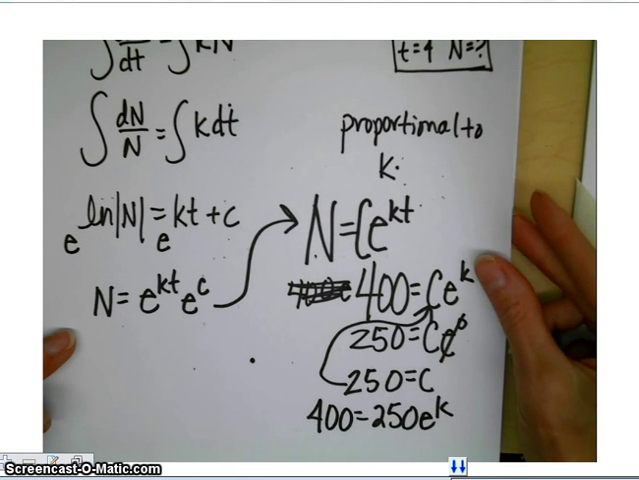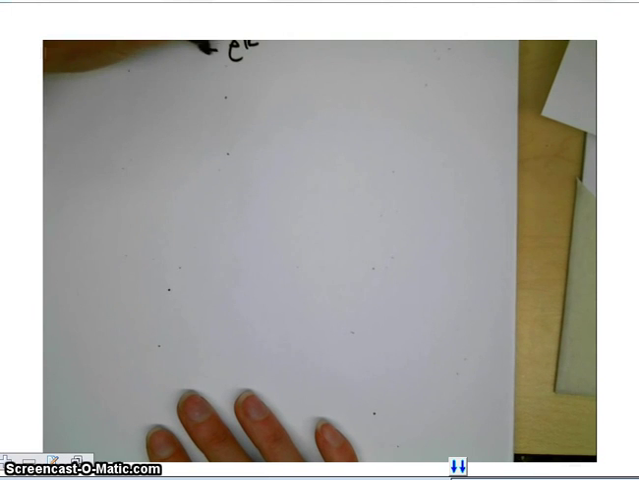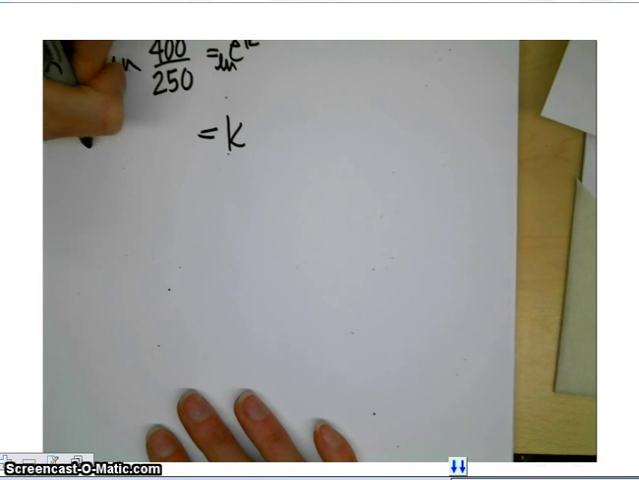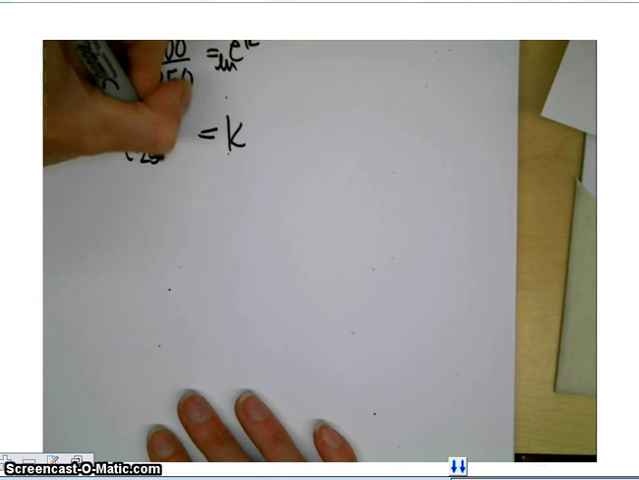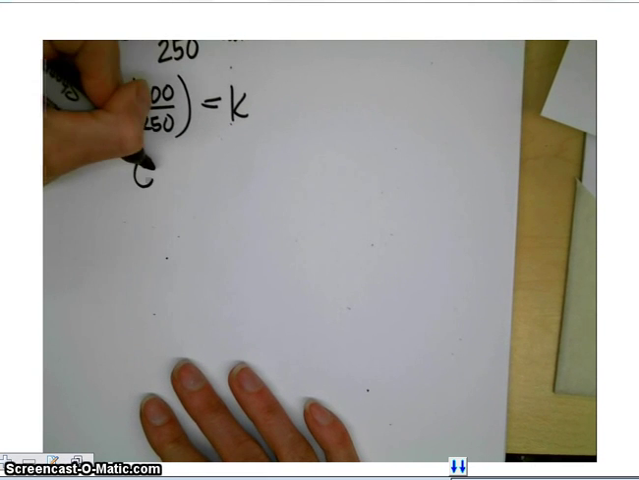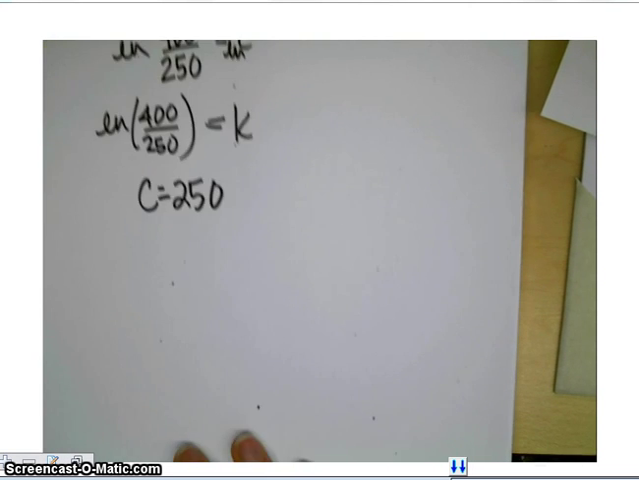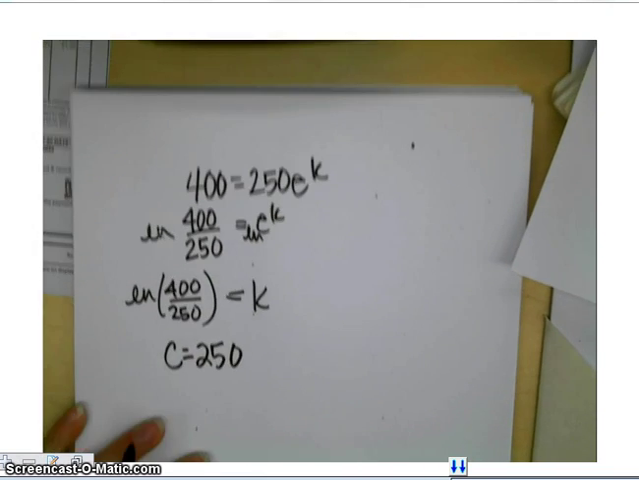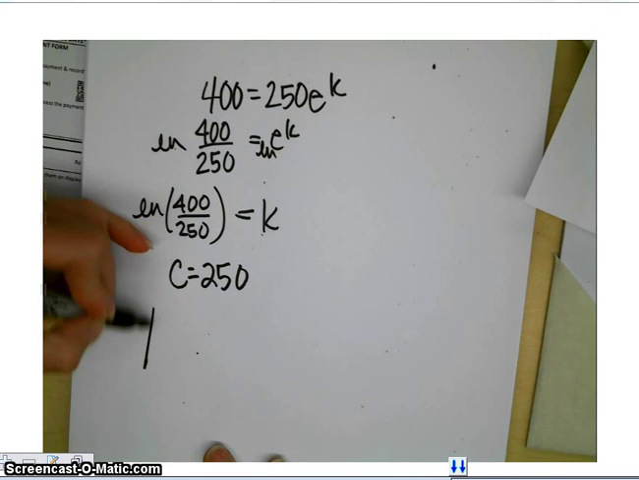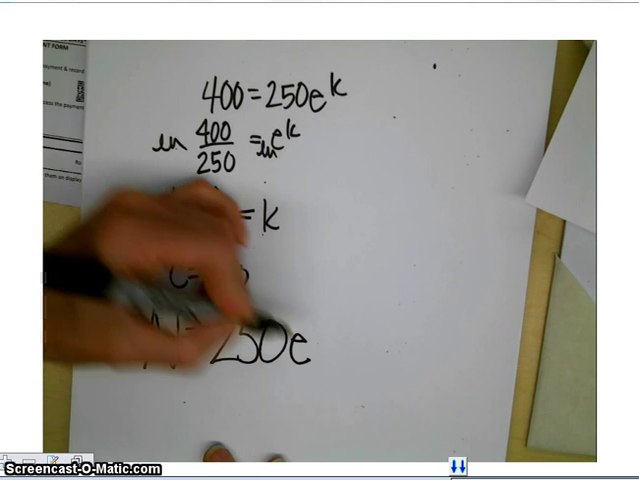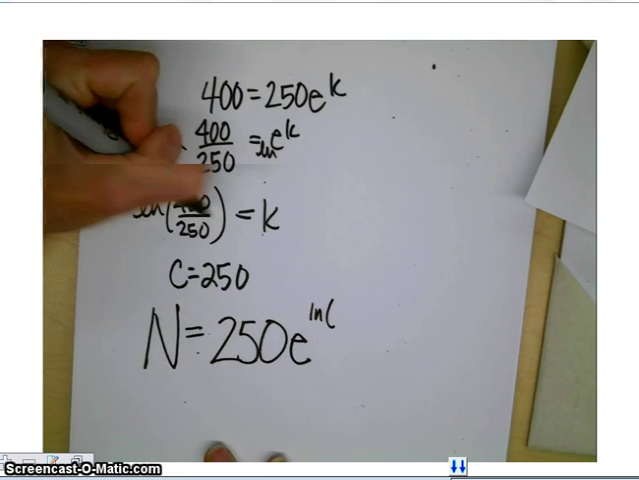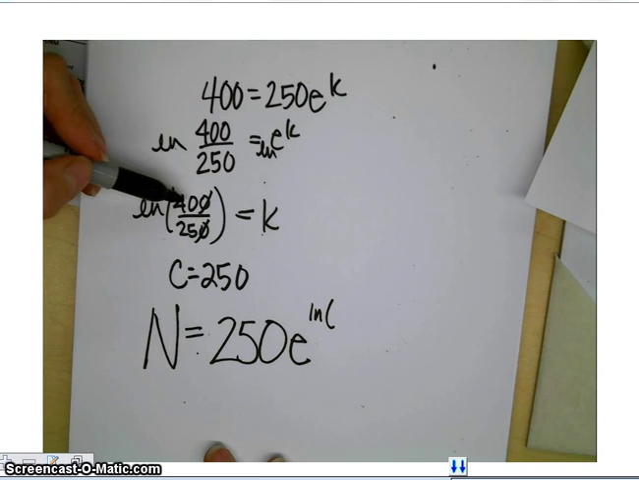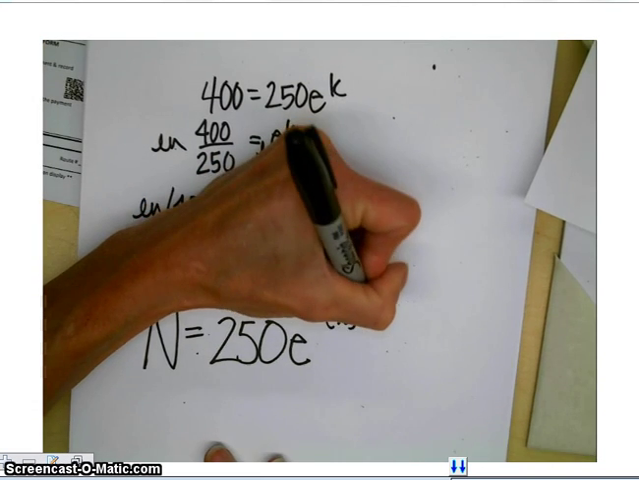How do you get k by itself here? This is pre-calculus. Divide by 250. So I've got 400 equals 250 e to the k. Divide by 250. And then do what to both sides? Take the natural log of both sides. And that'll give you k equals whatever the natural log of 400 divided by 250 is. We knew that C was 250. So my final solution to this is going to be n equals 250 e to the, well, k is this natural log of, I can simplify that a bit, 8 over 5, the natural log of 8/5 times t.